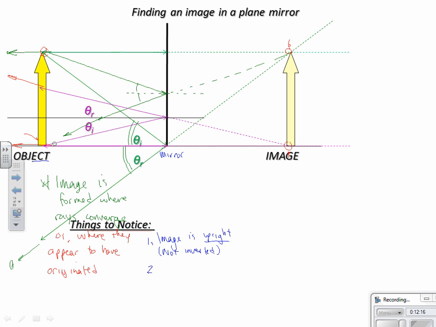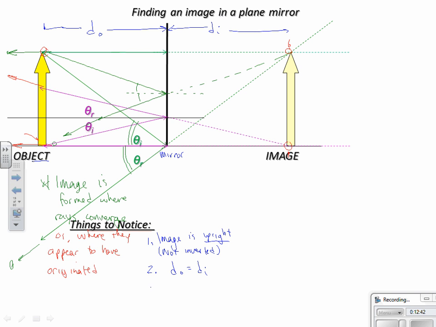Two, well, what we can call the object, the distance to the object, and the image, same thing. Okay? Object distance and image distance, same exact distance.